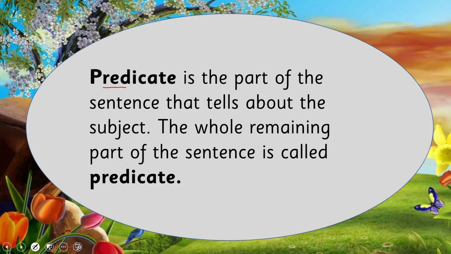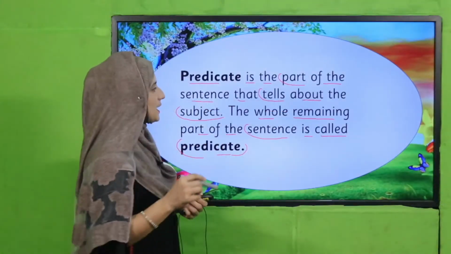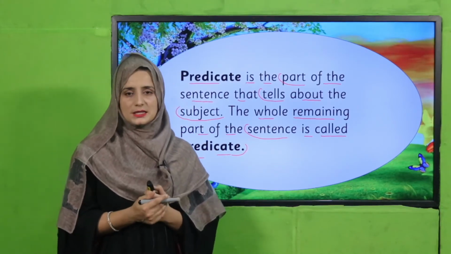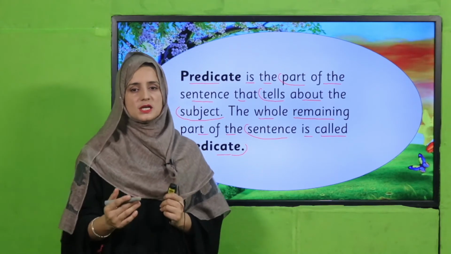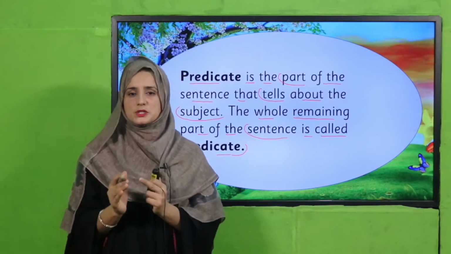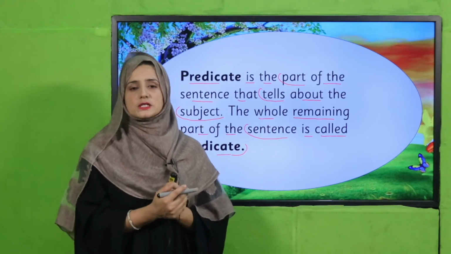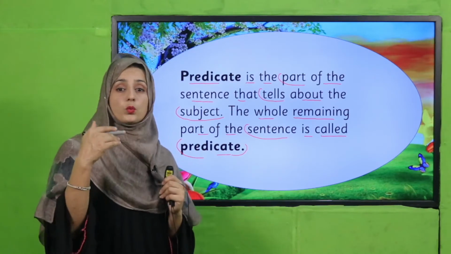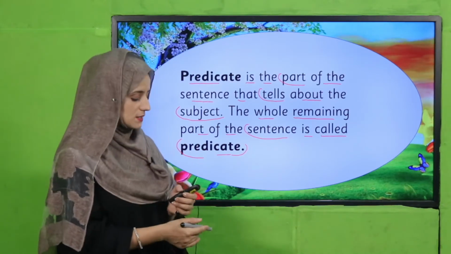What is a predicate? Predicate is the part of the sentence that tells about the subject. The whole remaining part of the sentence is called predicate. We have already discussed that there are two parts in a sentence, subject and predicate, and subject always performs action. Except subject, the whole remaining part of the sentence is called predicate, and it tells what the subject is doing in this sentence.